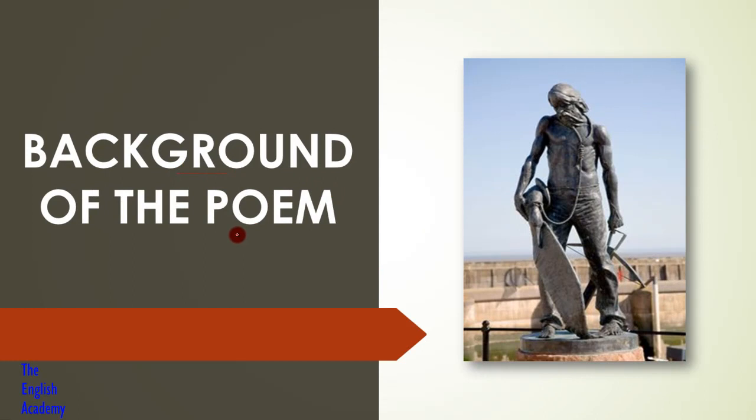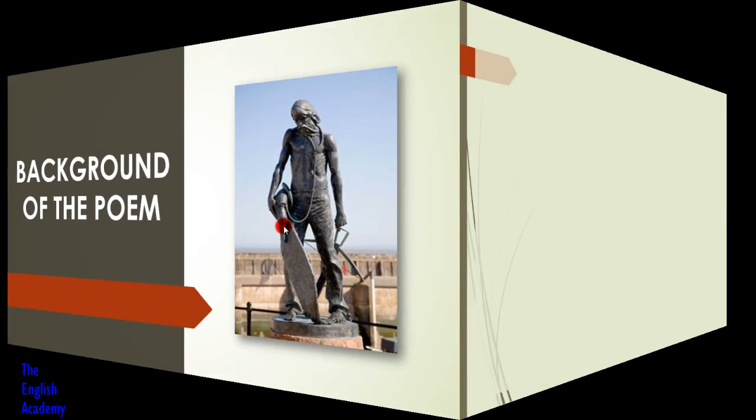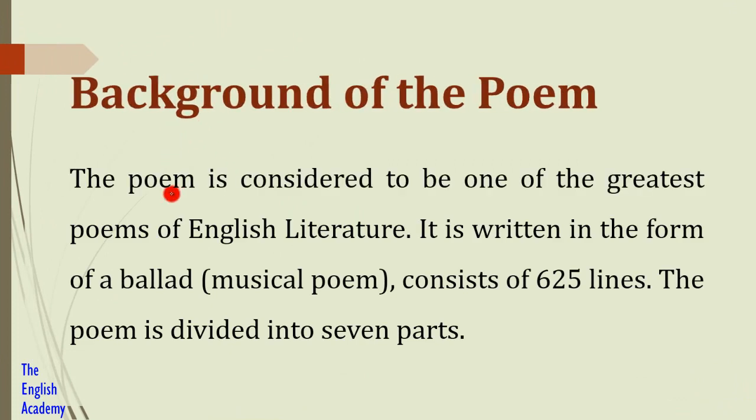Background of the poem, The Rime of the Ancient Mariner. The poem is considered to be one of the greatest poems of English literature. It is written in the form of a ballad, that is a musical poem, and it consists of 625 lines. The poem is divided into 7 parts.